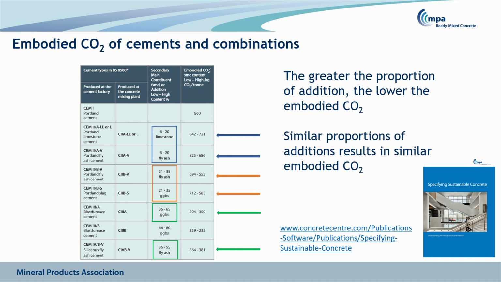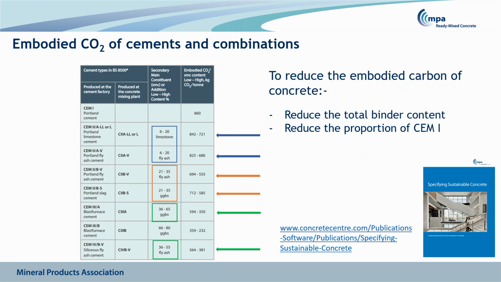Because there's such a huge difference between the embodied carbon of additions and SEM 1, it doesn't really matter which one you use. What matters is the proportion that you're using. Now, as SEM 1 decarbonises, that will become more important, but at the moment, what we're looking for is to get as great a proportion of additions in concrete as possible. And so, as I say, to reduce embodied carbon of concrete, it's quite simple. We reduce the total binder content, and we need to reduce the proportion of SEM 1.